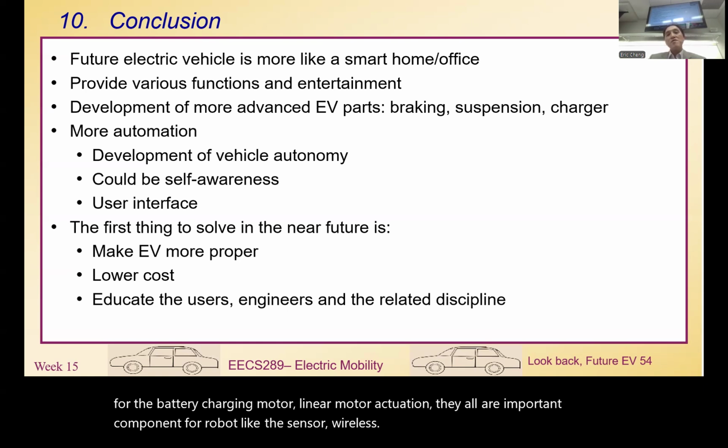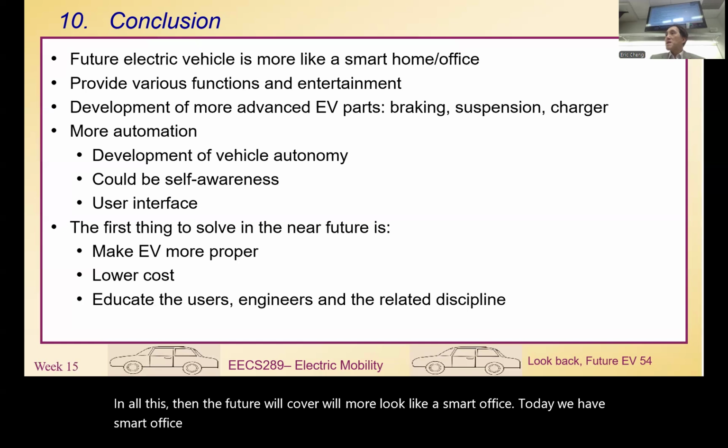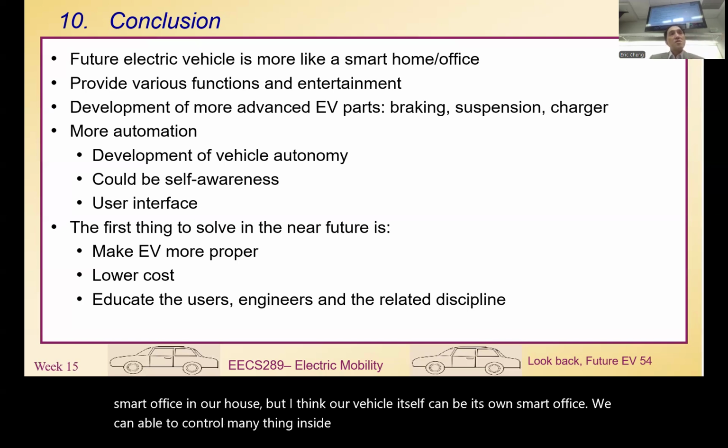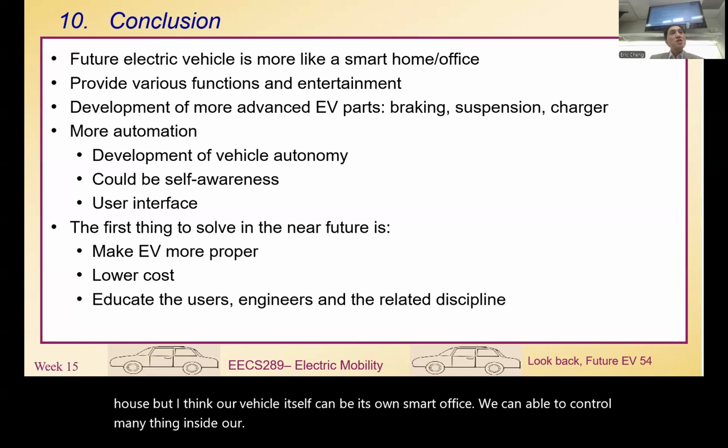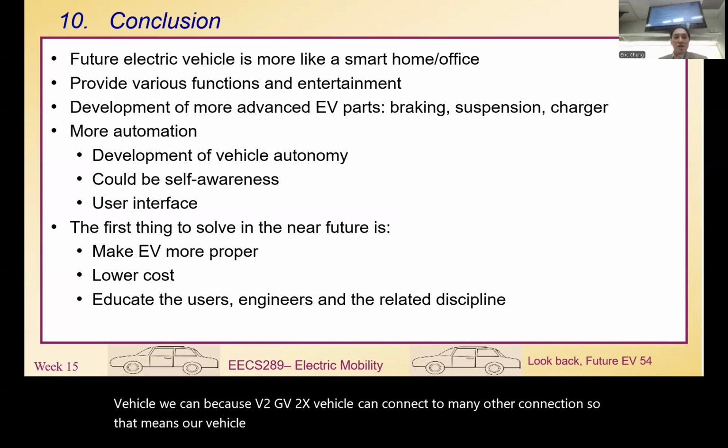Then the future vehicle will look more like a smart office. Today, we have a smart office in our house, but I think a vehicle itself can be its own smart office. We can control many things inside our vehicle. Because of V2G and V2X, the vehicle can connect to many other connections. So our vehicle will look like a smart office anyway.